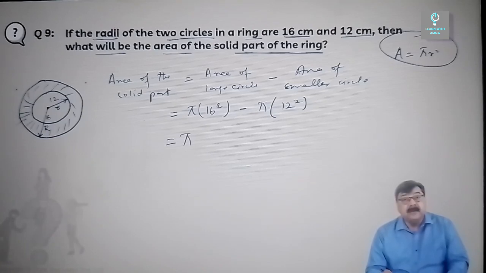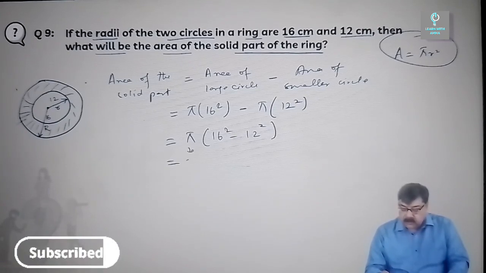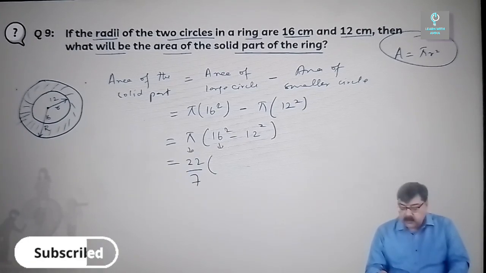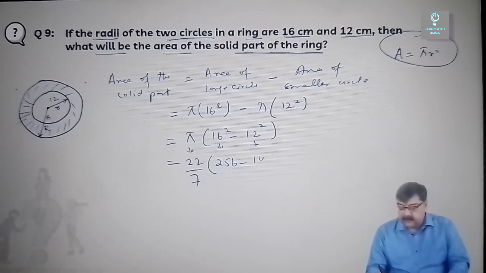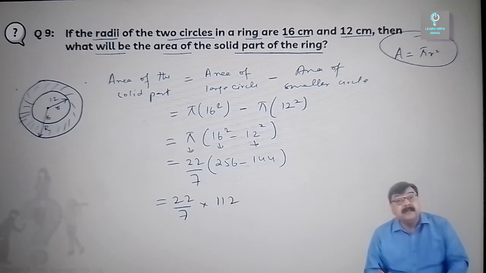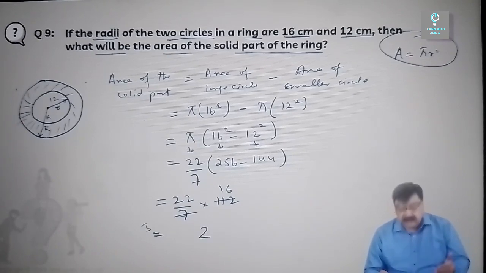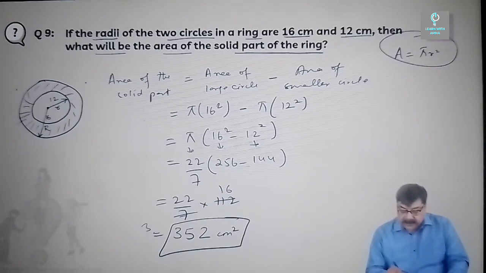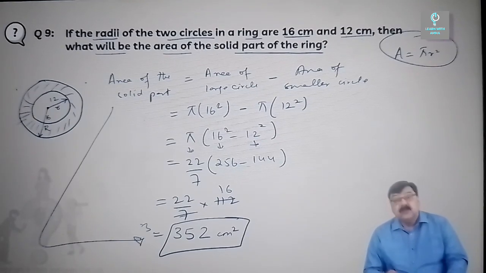So pi we take here as common, so this shall become pi into 16 square minus 12 square. Pi is also equivalent to 22 by 7, and 16 square is 256, 12 square is 144. Do the subtraction here, 256 minus 144, we have done this before, it is 112. So 7 ones are 7, 11 minus 7 is 4, 42, 7 6s are 42. So 22 into 16 is what we get, 16 twos are 32, so 3 is remainder, 16 twos are 32, plus 3 is 35. So 352 centimeter square shall be the area of the solid part.